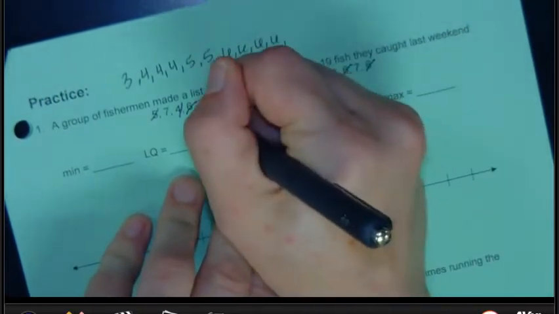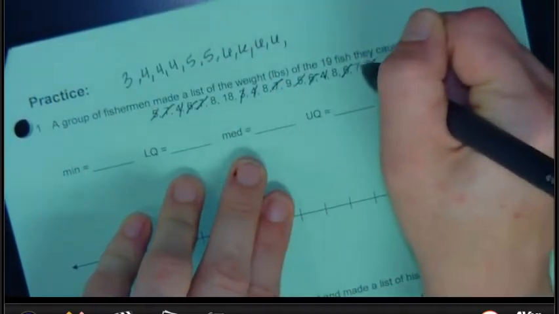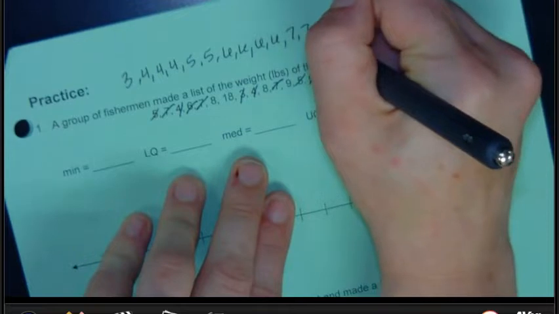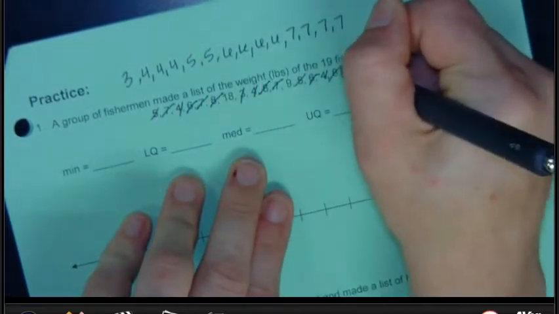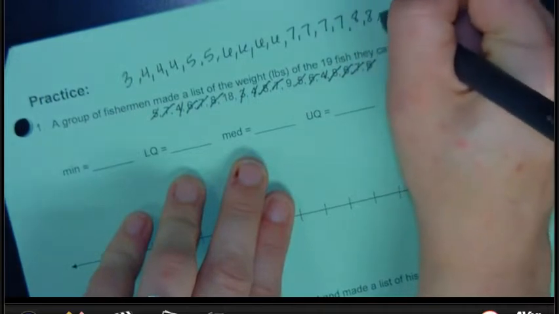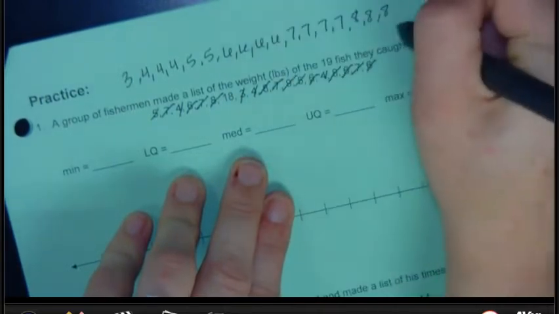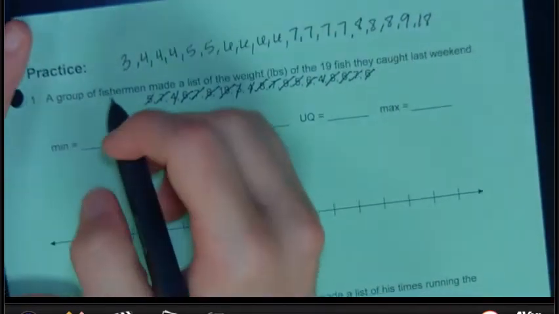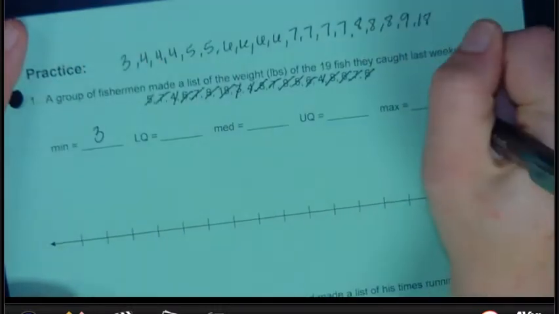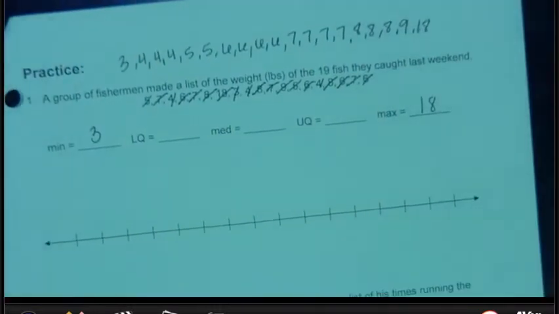Let's see how many 7s I have. 4 7s. 3 8s. I have 1 9 and I have 1 18. Okay. Well, my minimum, my lowest number is 3. My maximum, the highest number is 18.